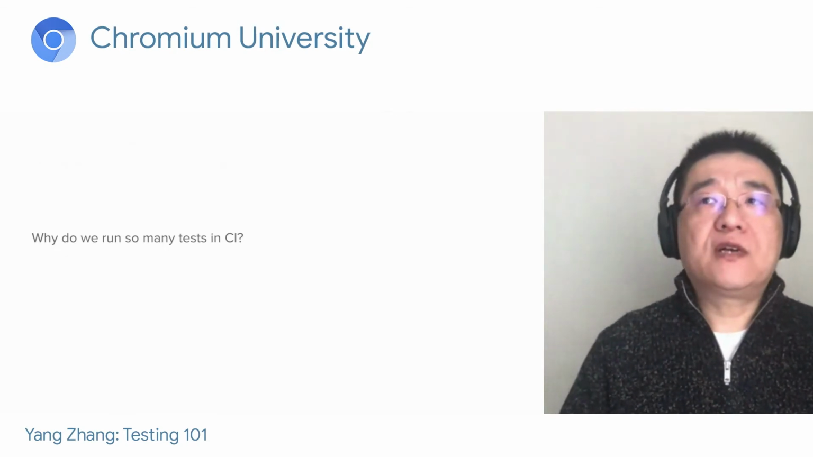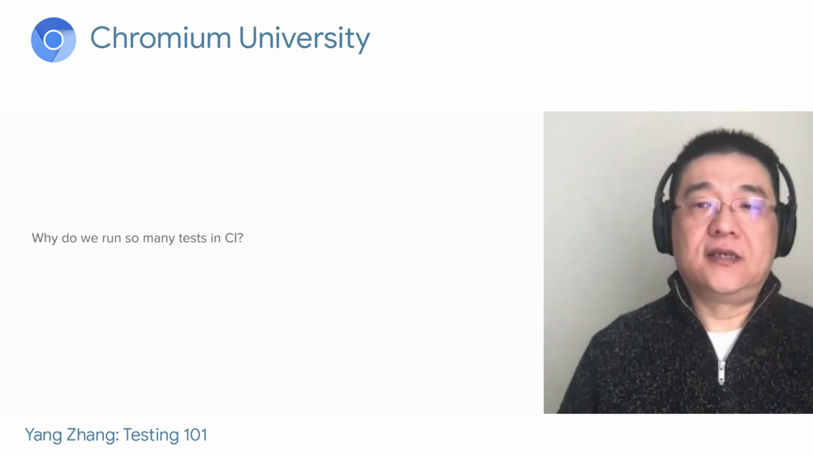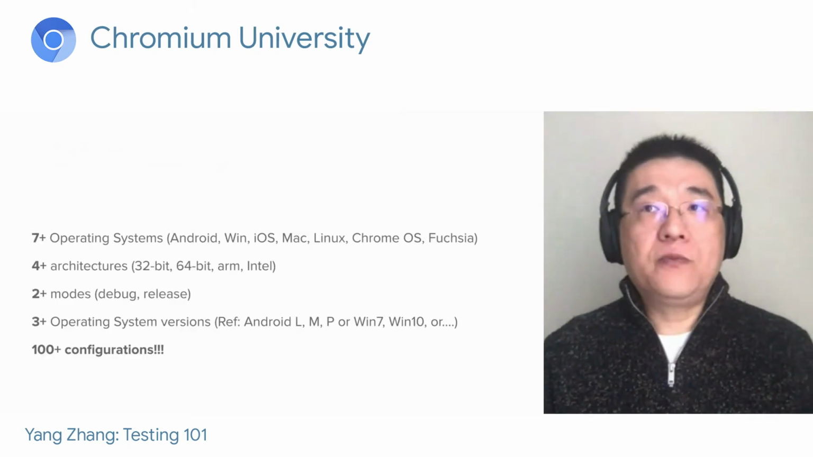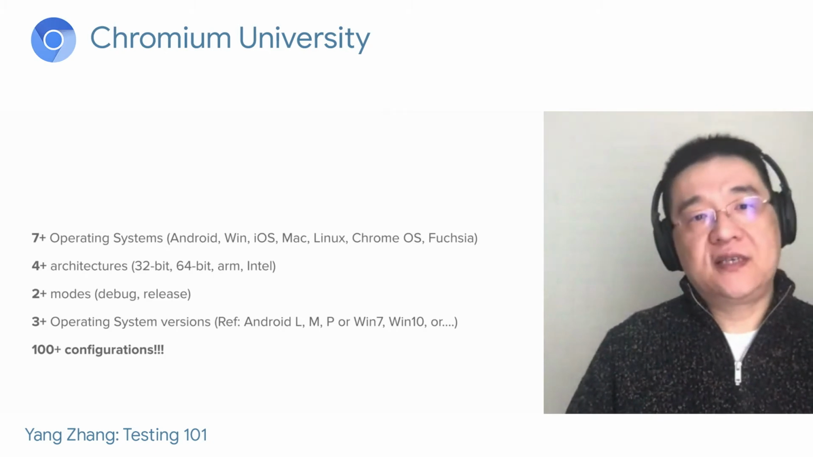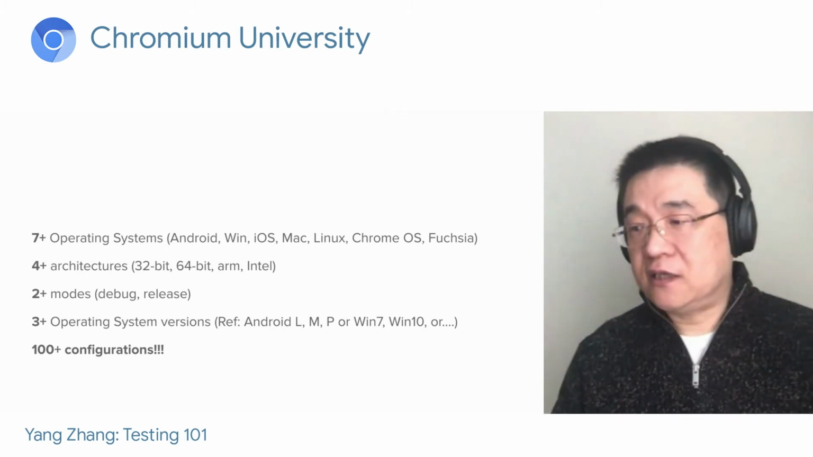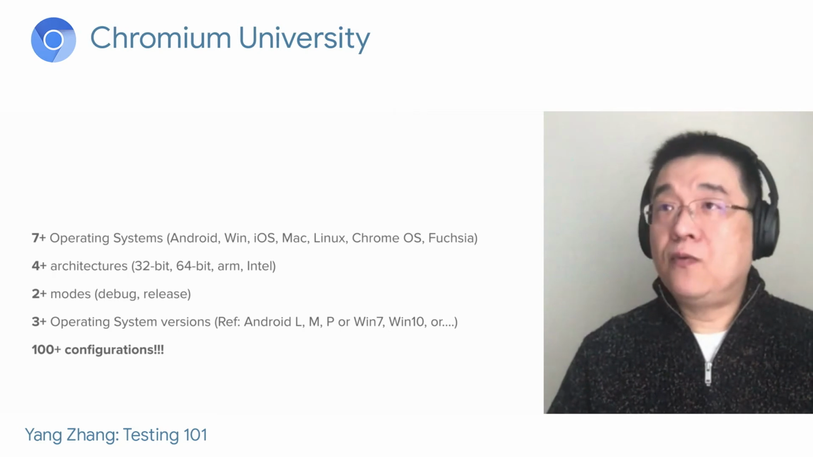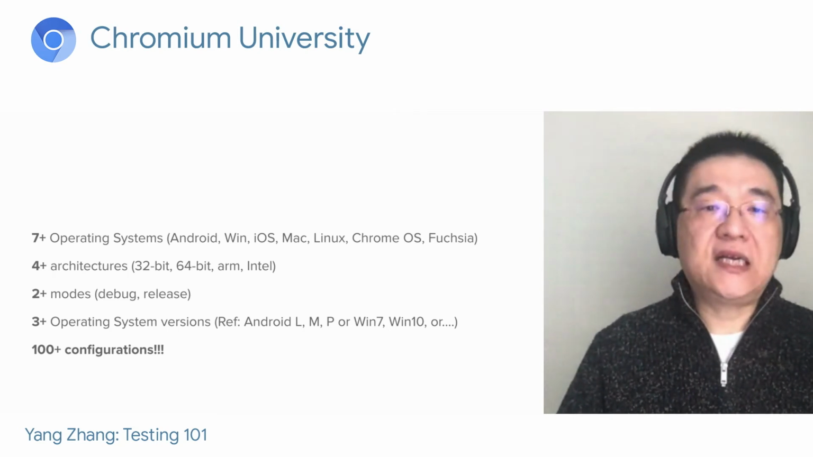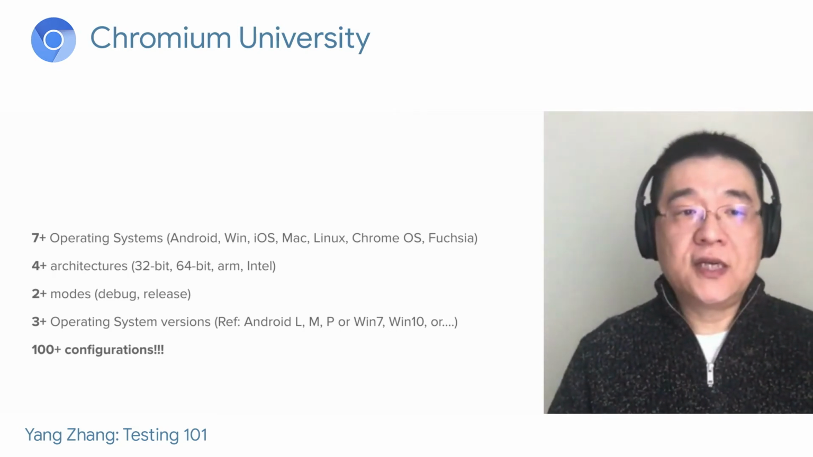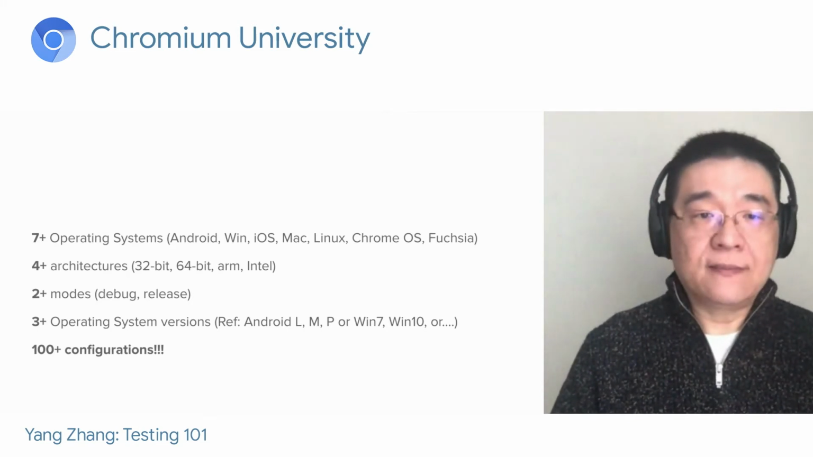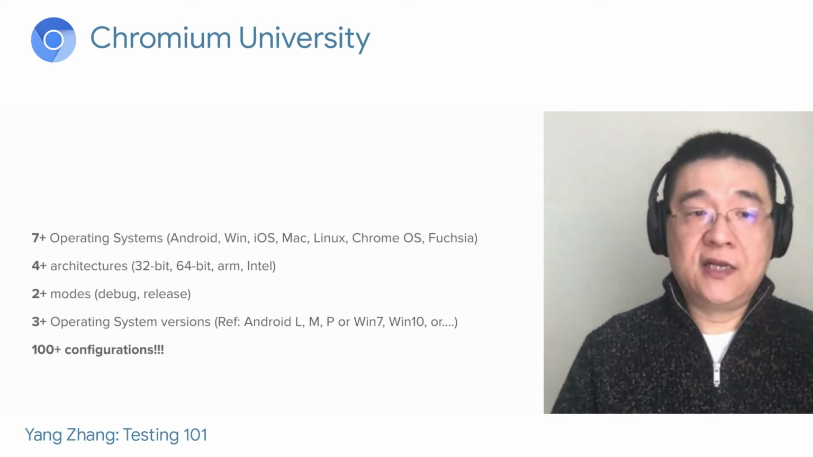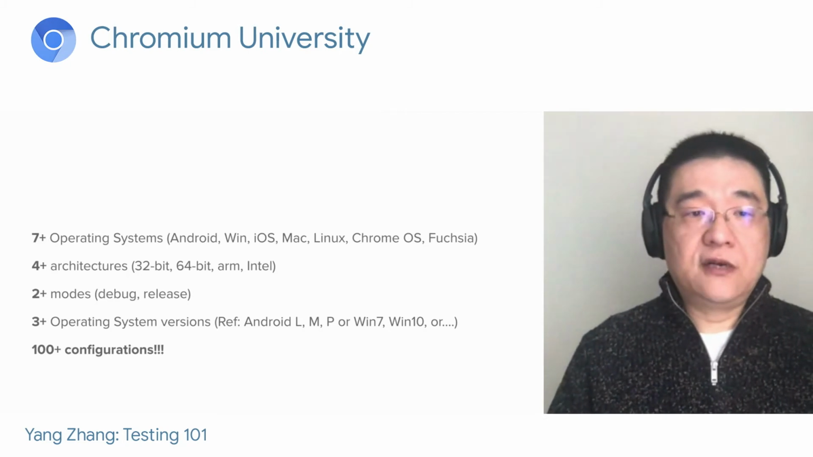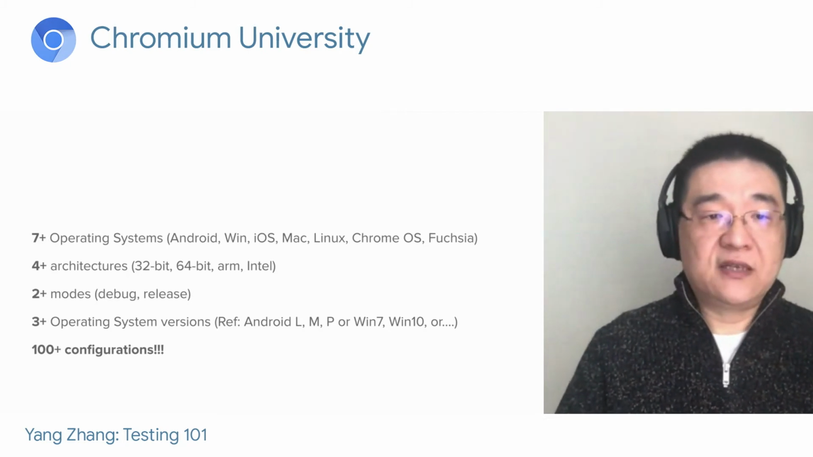So why do we run so many tests there? The reason is Chromium: we make sure there are 7+ operating systems, so that Chrome on each is a success. These are Android, Windows, iOS, Mac, Linux, Chrome OS, Fuchsia, and also 4+ architectures: 32-bit, 64-bit, ARM, Intel, and 2+ modes, debug and release. And in each OS, there are around 3+ operating system versions.